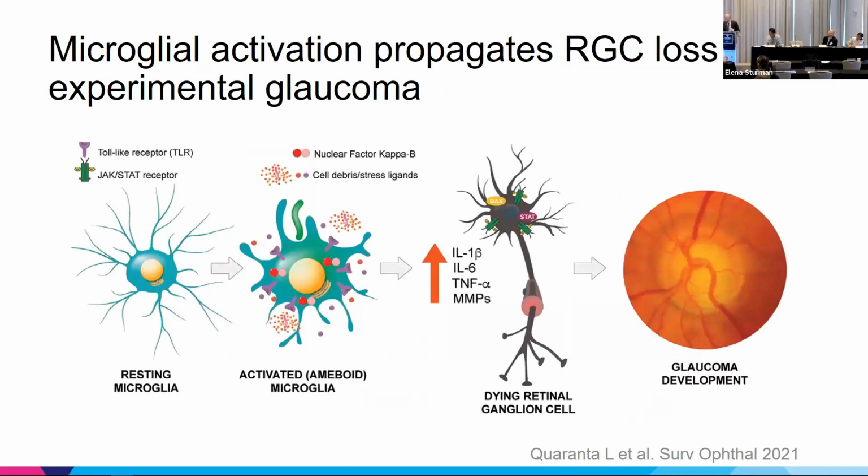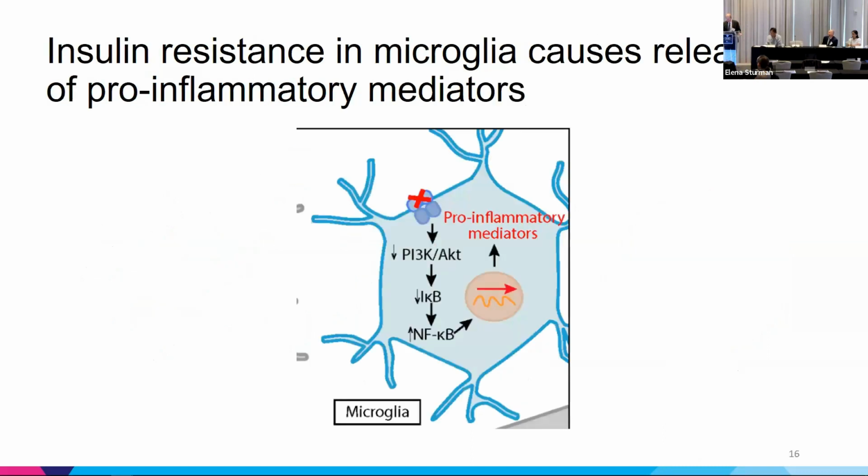So also there are effects of insulin signaling on the supporting cells for retinal ganglion cells. So microglia are important for helping to maintain retinal ganglion cells, and microglial activation can propagate retinal ganglion cell loss in experimental glaucoma. And you could imagine, again, that if there's impaired insulin signaling, this allows the pro-inflammatory mediators to take over and contribute to apoptosis in the retinal ganglion cell.